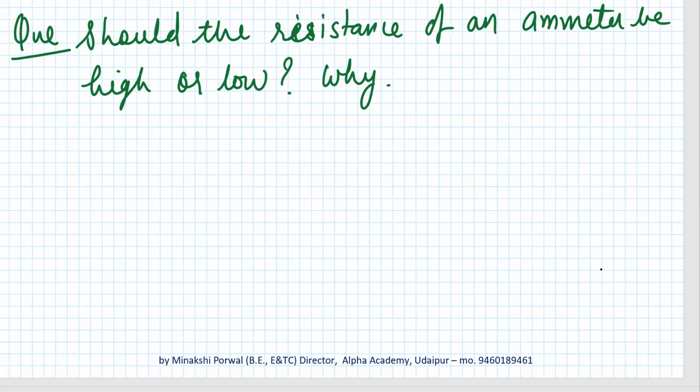Okay, Harini wants to say the answer. Say the answer, Harini. The resistance of an ammeter should be low. Okay, why? Because if resistance is low, then current can flow easily. Okay, any other explanation? Okay, it's correct. Anyway, that answer is correct.